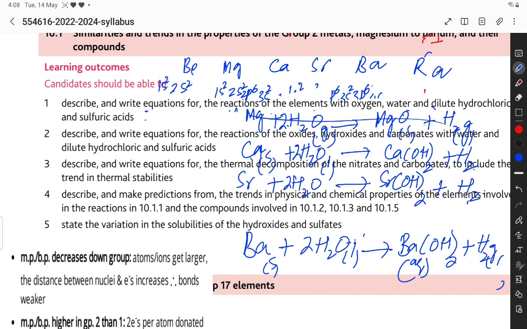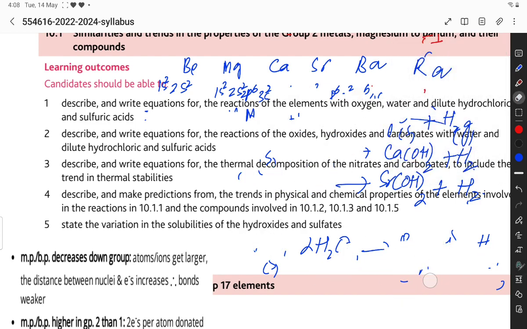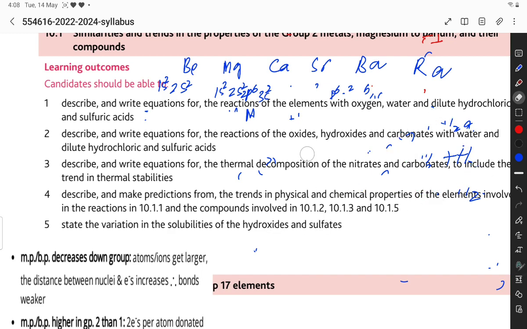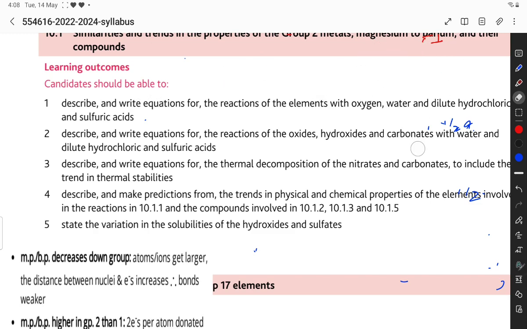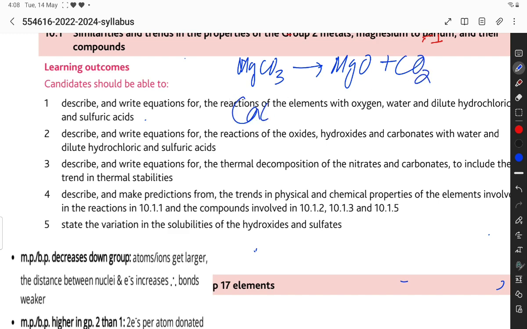Next is the thermal decomposition of metal carbonates to form the respective metal oxide and carbon dioxide. Magnesium carbonate forms MgO plus CO2. Similarly, calcium carbonate gives calcium oxide plus CO2, and barium carbonate forms barium oxide and carbon dioxide.